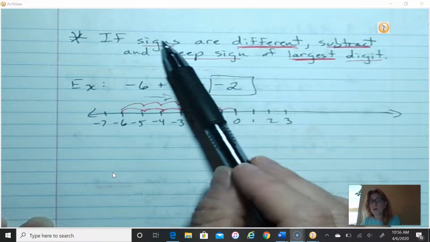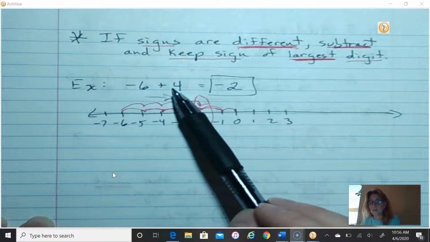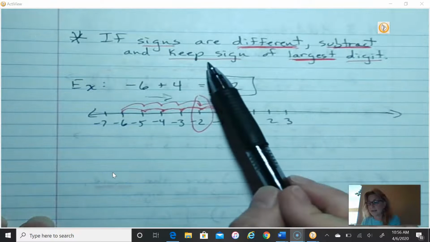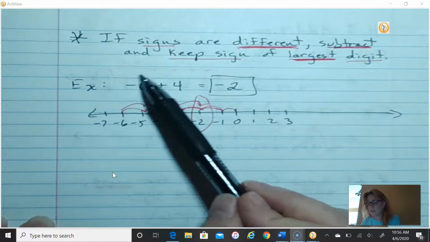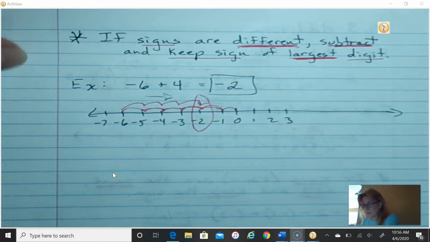Or you can remember this rule. If the signs are different, you subtract and keep the sign of the largest digit. And that 6 is largest.